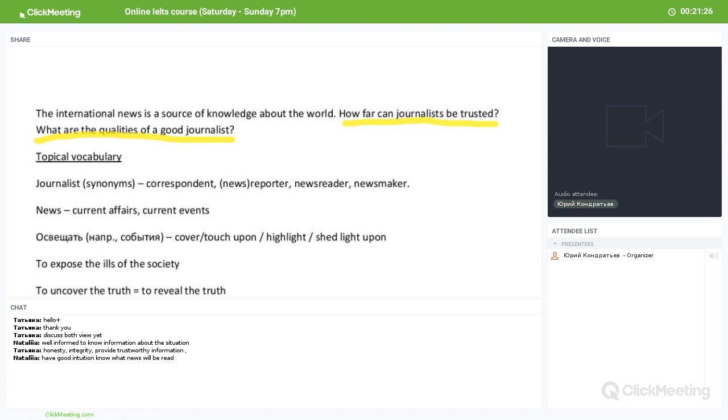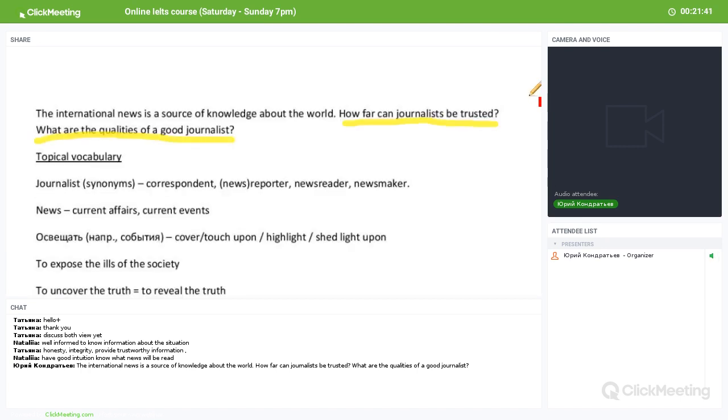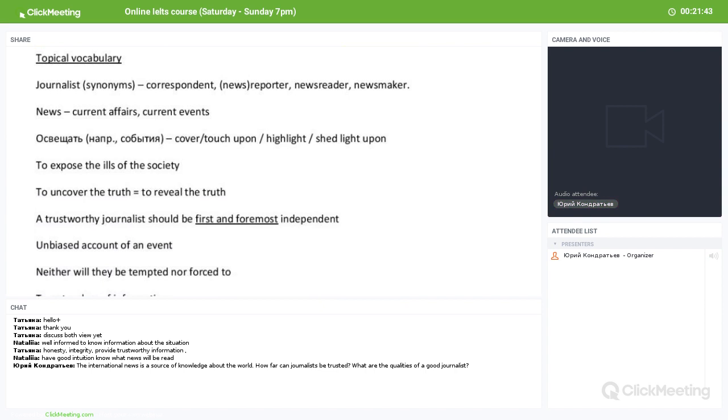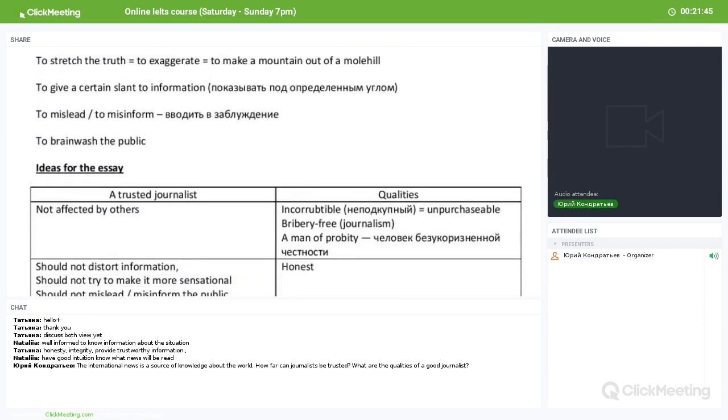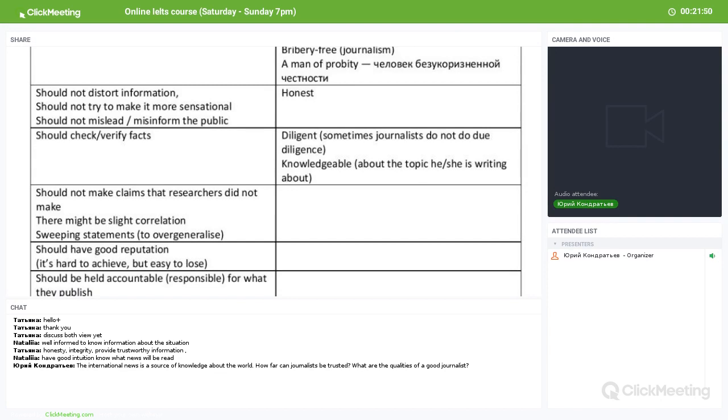Well, it would be good to write about journalists in general, but if we are talking about a good journalist, meaning an honest journalist, once again, here's the topic. So maybe popularity and making the news more sensational is not what is expected of a good journalist, meaning an honest one. Okay, a good journalist should check and verify facts and should be diligent.